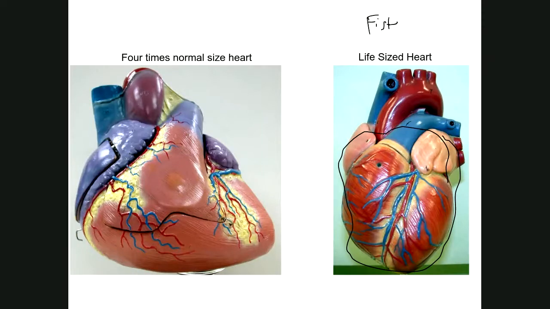We also, though, in our lab, have some very enlarged hearts. These are just much bigger than normal. They're about 4 times the size of a normal human heart. To give you an idea of this model, it's about the size of a giraffe's heart. Giraffes have really, really big hearts. And so that's about the size of that. Well, we're going to look at both of them. We're going to spend most of our time looking at the smaller one.